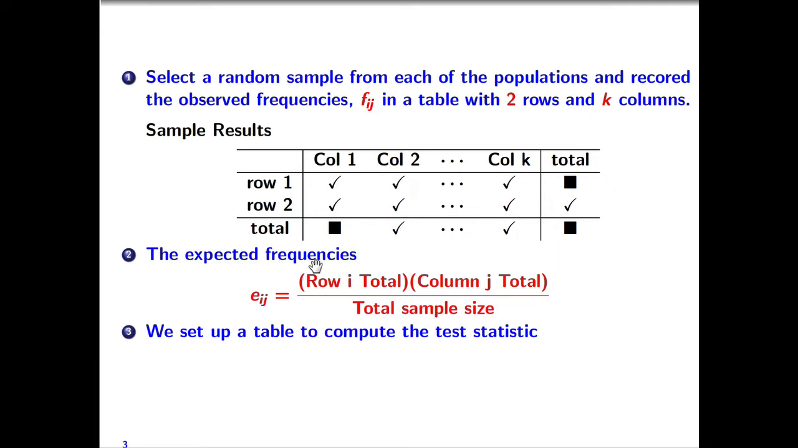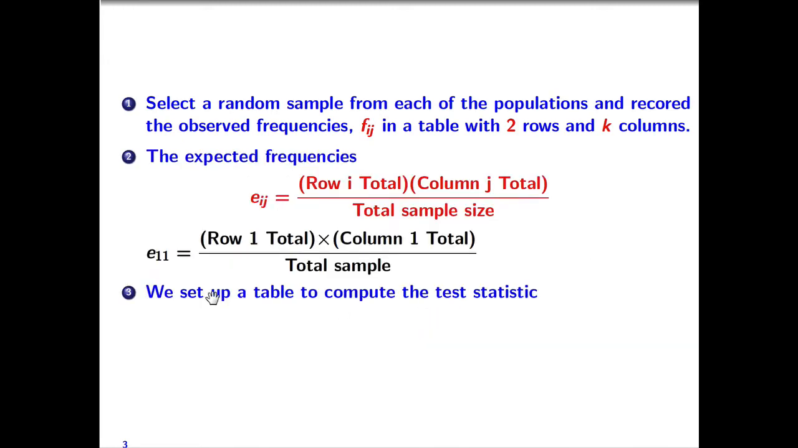Say we are interested in calculating E11, then you will have row 1 total, this is a subtotal, times this column 1 total, this is the subtotal, over the grand total. And here's how you calculate E11: row 1 total times column 1 total over the grand total.